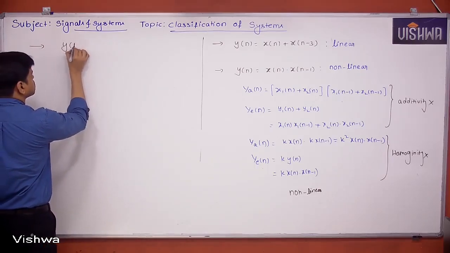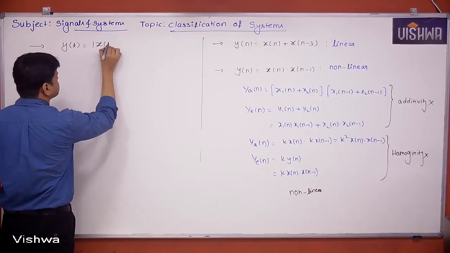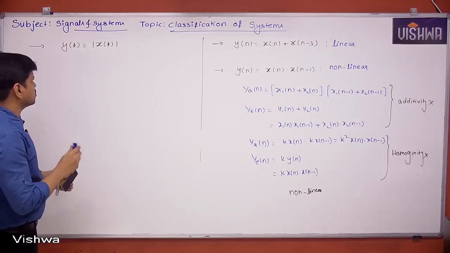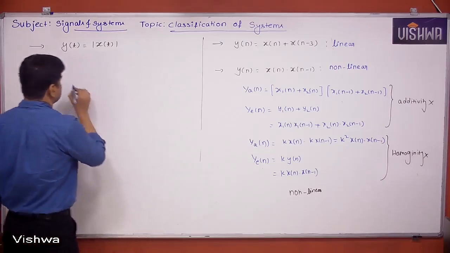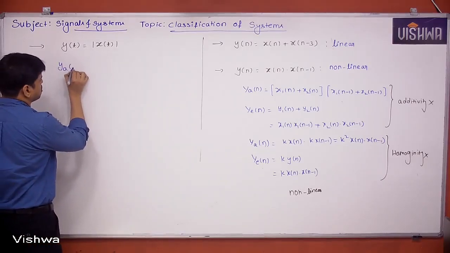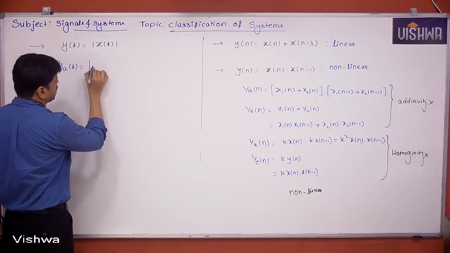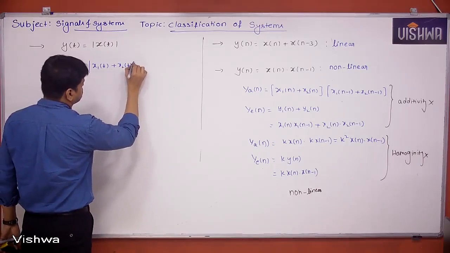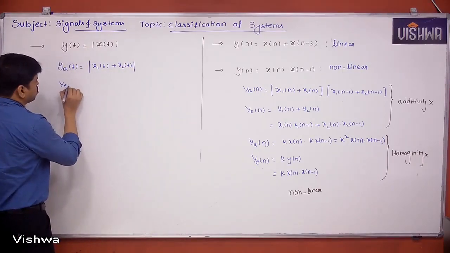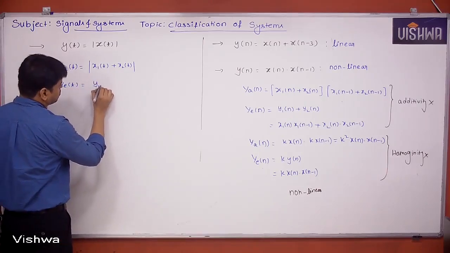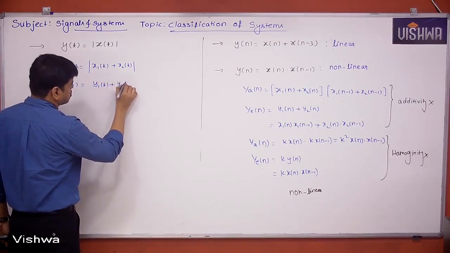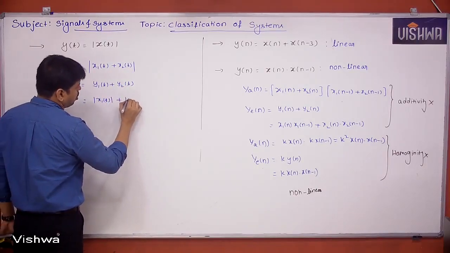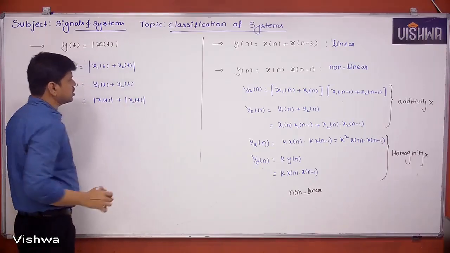y of t is equal to mod x of t. Is it linear or non-linear? It is definitely non-linear. How? Let's say I go to find out additivity. The actual output is, wherever x is there, that has to be replaced with x1 plus x2. What is the expected output? y1 of t plus y2 of t, which is mod x1 of t plus mod x2 of t. If you observe, both are not equal.